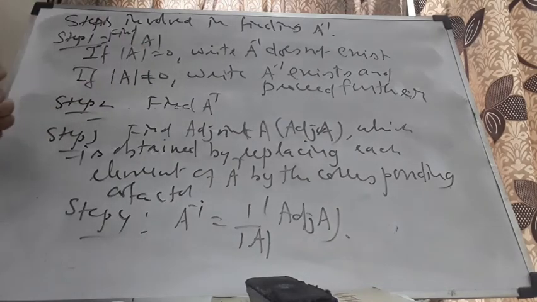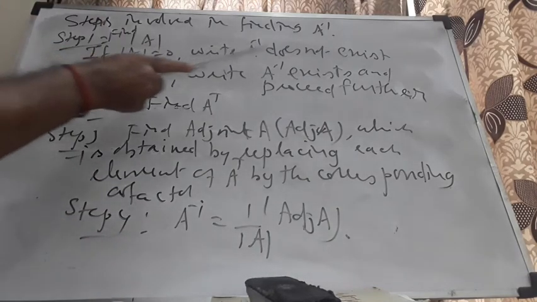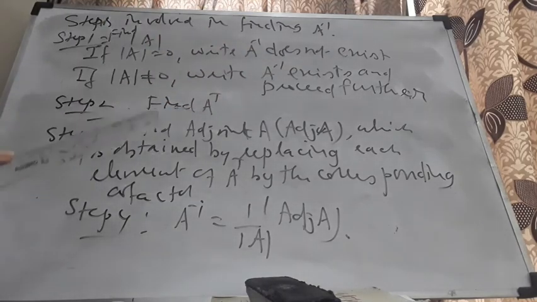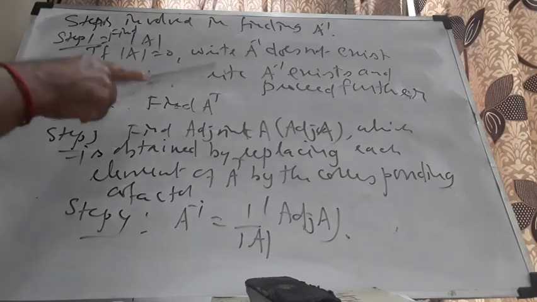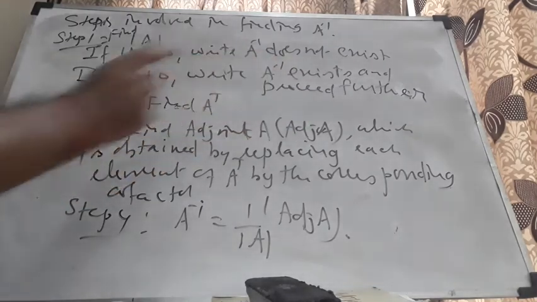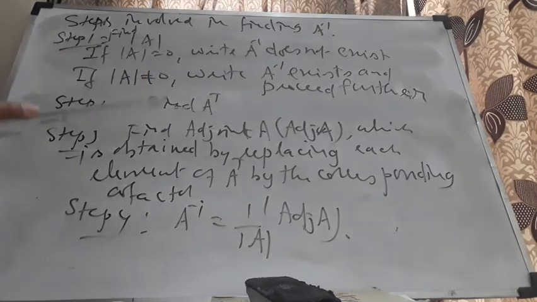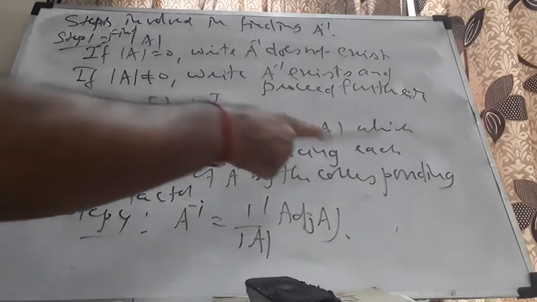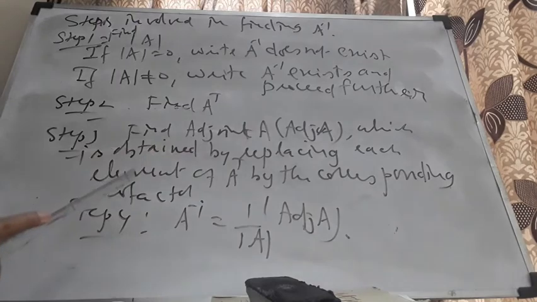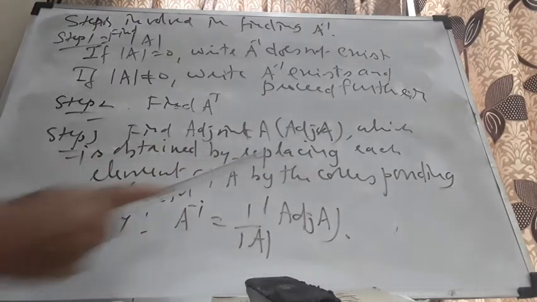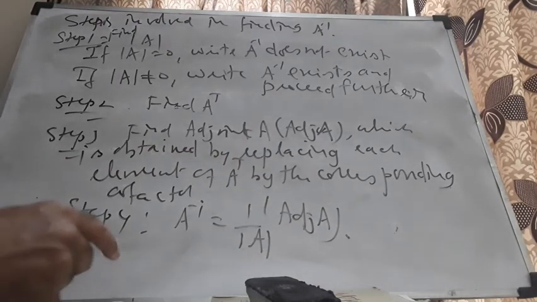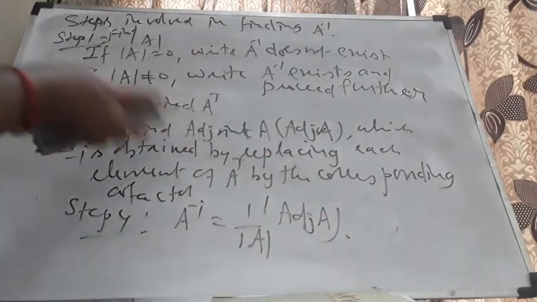Let me repeat. Step 1, find determinant A. If determinant A is 0, A inverse does not exist, so I can't proceed further. I have to stop there itself. If determinant A is not equal to 0, A inverse exists and we proceed further. Step 2, find A transpose, that is, row becomes column and column becomes row. Step 3, find adjoint A, which is obtained by replacing each element of A transpose by the corresponding cofactor. Then step 4, A inverse is 1 by determinant A into adjoint A.